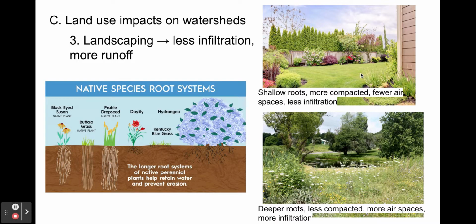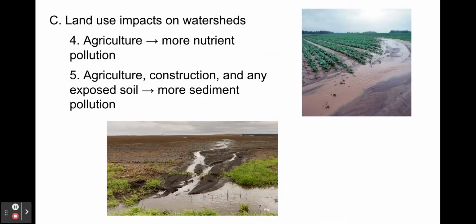Think of this as a really compressed sponge. If the sponge is so squashed down, it can't soak up a lot of water. On the other hand, look at a natural space. This will have native plants with deeper roots. The soil will be less compacted. There will be more air spaces, and you'll have more infiltration here. This is a fully expanded sponge that's able to absorb and hold a whole lot more water.